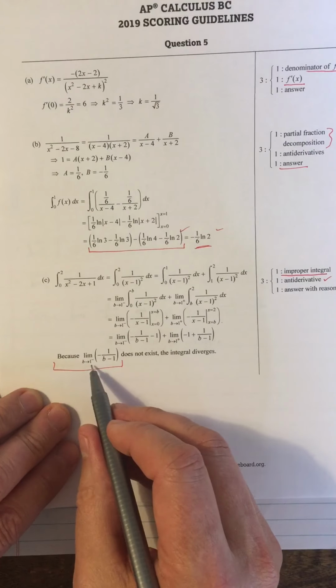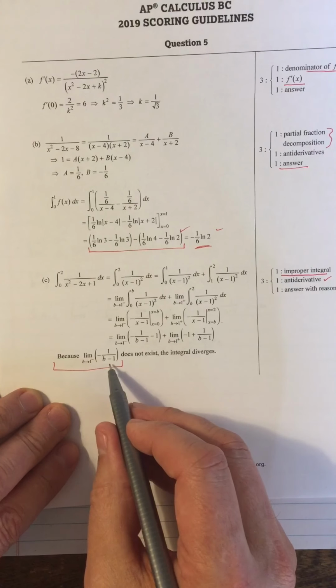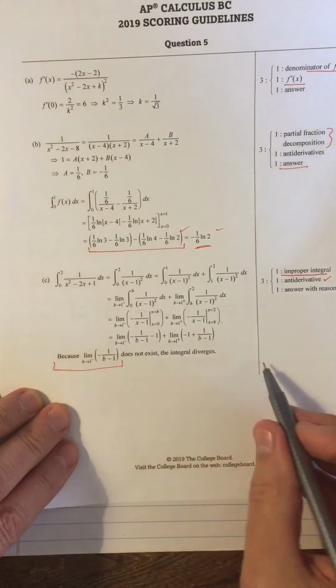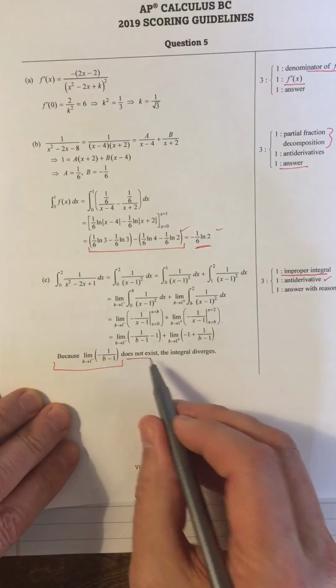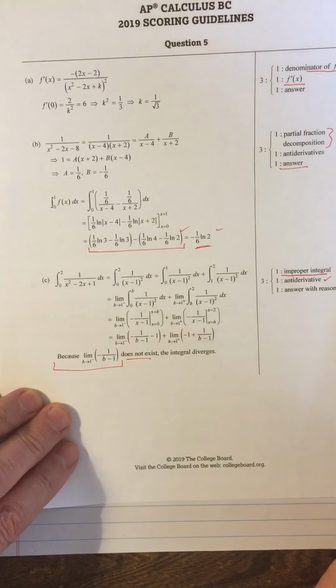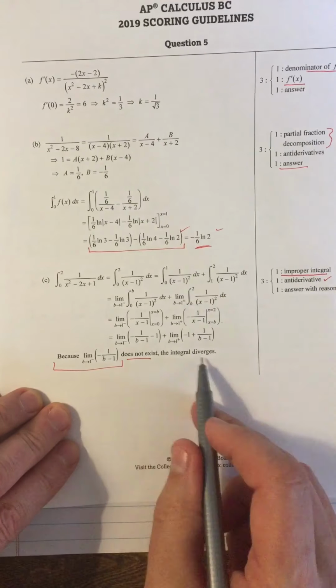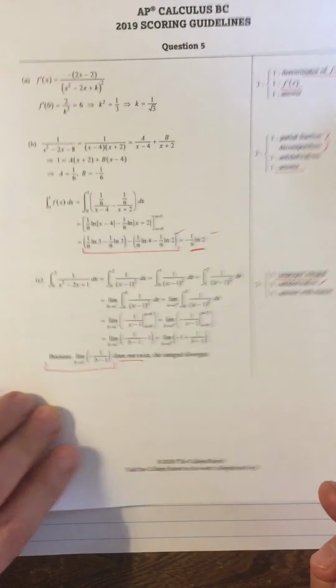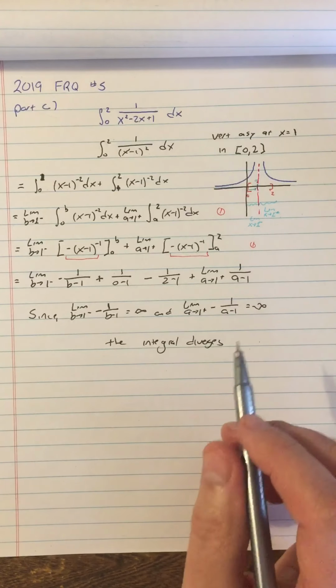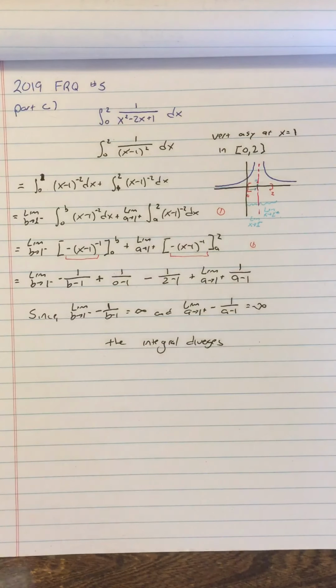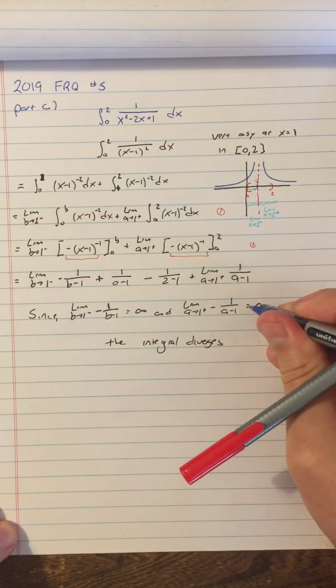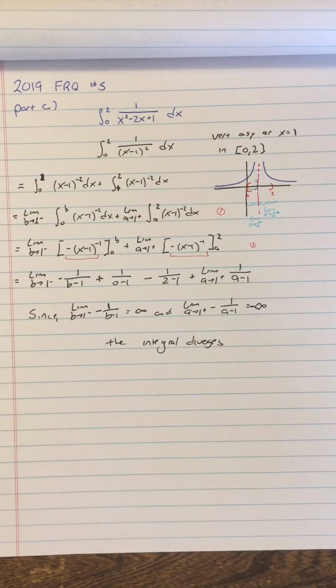They say because the limit as b approaches 1 from the left of -1 over b minus 1 does not exist, the integral diverges. So I take a little bit of issue because the limit does exist, it just happens to be infinity. But it's fine if you write it like this, the integral diverges. But that's the only reason they've stated, because one of the limits isn't a finite number, isn't a real number. Now we've given 2 reasons because neither one of those limits is a real number. But yeah, you actually only need 1.